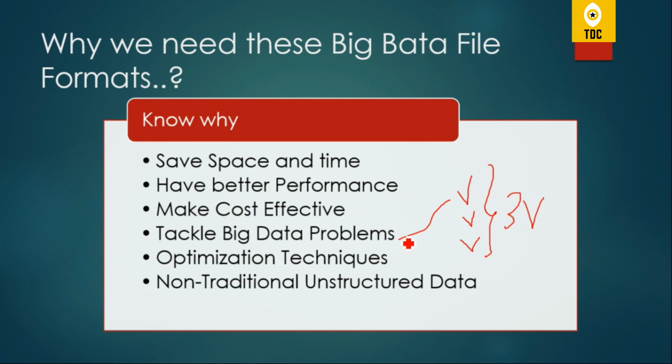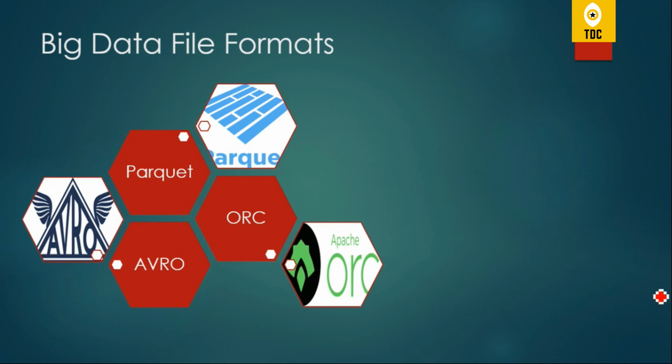To handle such kinds of data, you need different file formats apart from the traditional file formats. So we are using these. On top of this, there are different optimization techniques you can apply when you use these kinds of file formats. And if there is any unstructured data, you cannot handle it using traditional database systems, so you need some different file format. That is where these different file formats come in.